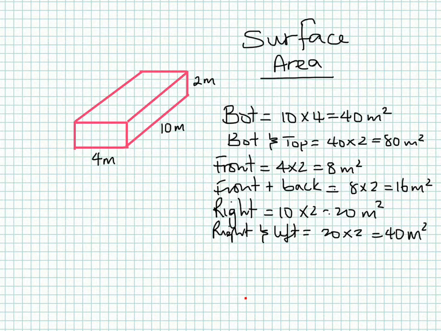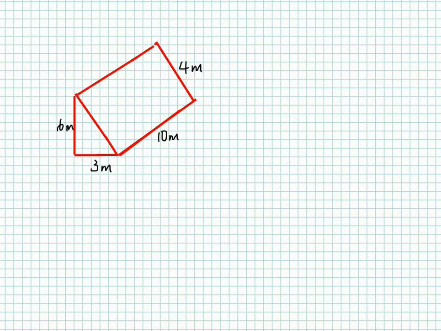Since we want the total surface area, all we need to do is add all of those up. So I'm now going to say that my total surface area is going to equal that 80 plus that 16 plus that 40, and that will give us our final calculation of 136 square meters. Alright, so that's the cuboid done.